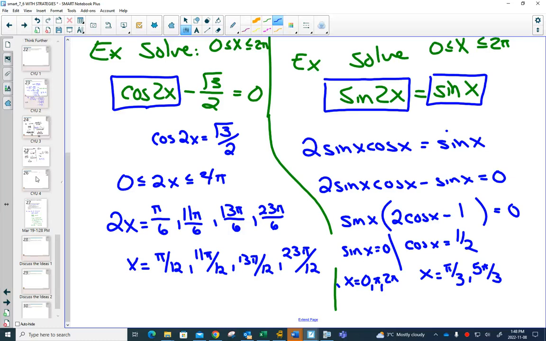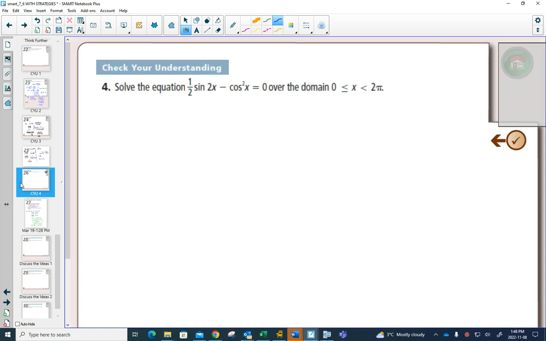Alright, so now we can go to example 4 in our textbook. So turn back to page 657. And we see that we have a sine 2x. Is this a multi-revolution question, or is this an identity question? It's an identity because we also have the cos squared x.